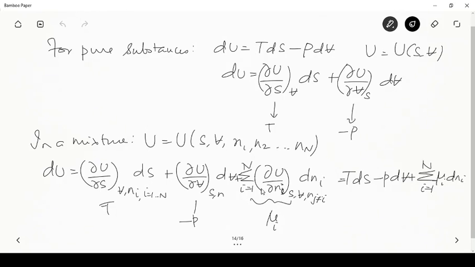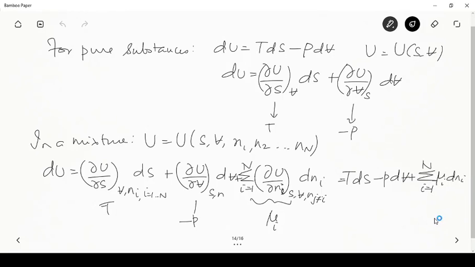Now you define del U by del N1 as mu1, del U by del N2 as mu2 and so on, with all the other variables kept constant. You define them as what is called the chemical potential. So in this equation, it looks like additional mechanisms of work transfer. This term stands for the heat transfer, this stands for the compression work, and these stand for the chemical work that is done due to the changes in the number of moles of each species i.